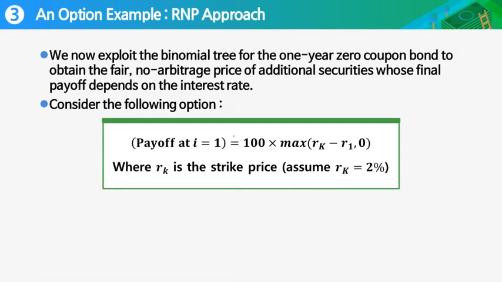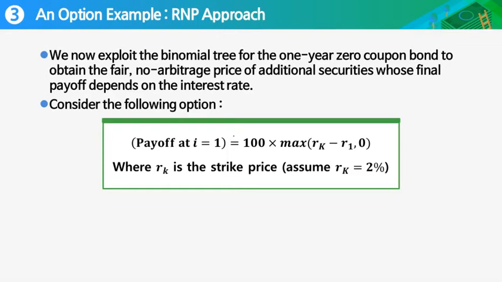Now, using the risk neutral probability and the model, we can do derivatives pricing. We now exploit the binomial tree for the 1-year zero coupon bond to obtain the fair, no arbitrage price of additional securities whose final payoff depends on interest rate.